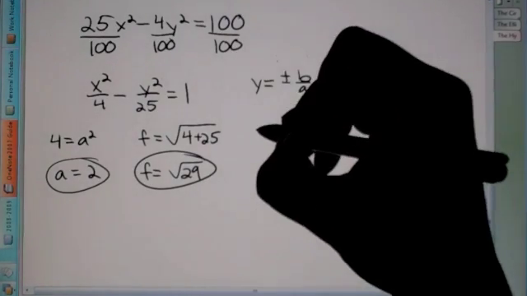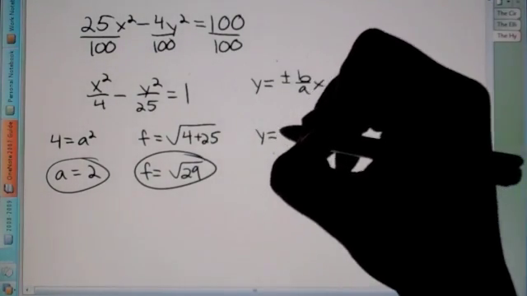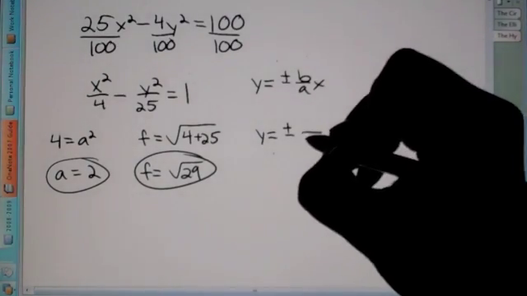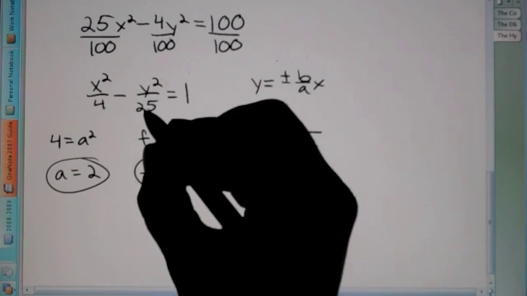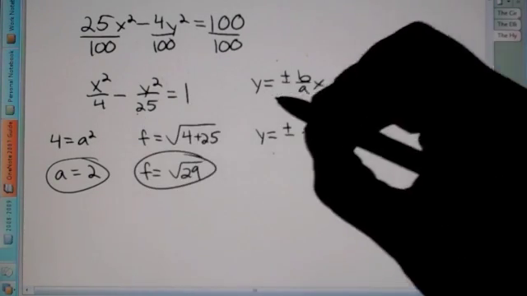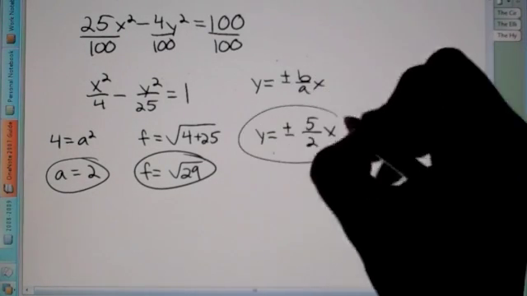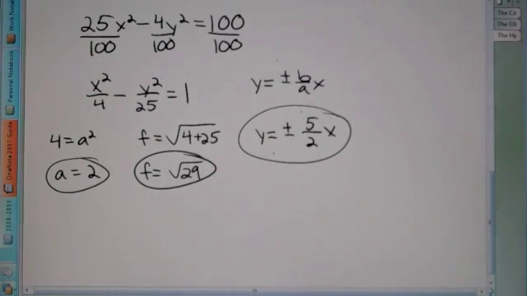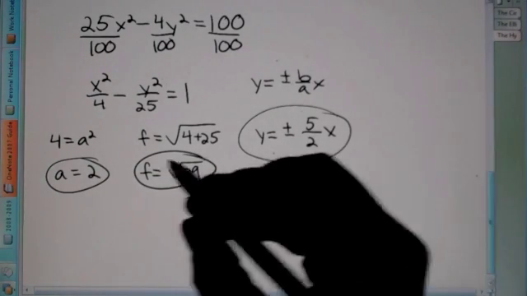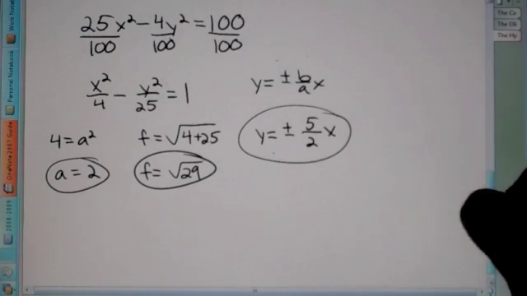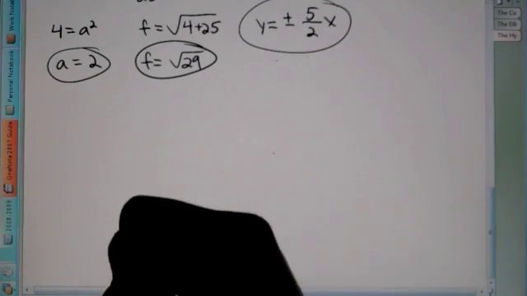So, in this case, we have y is equal to plus or minus. We know that a is equal to 2. 25 is in the position of b squared, so b would be 5. Take the square root. So y equals plus or minus 5 over 2 x. So that's all the information we need to be able to graph this. Okay, again, a, focus, asymptotes. So let's graph that.